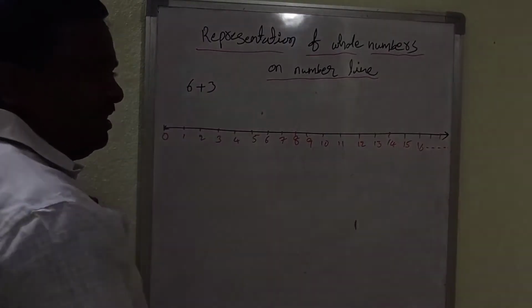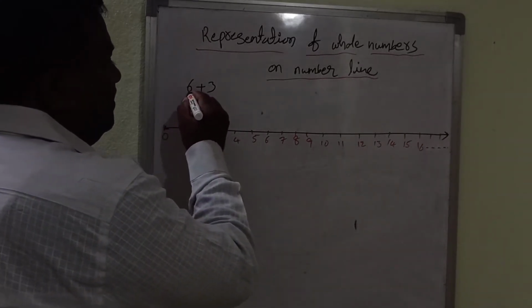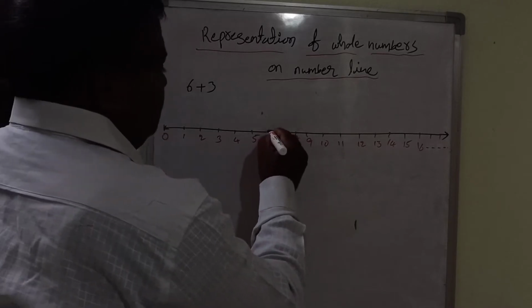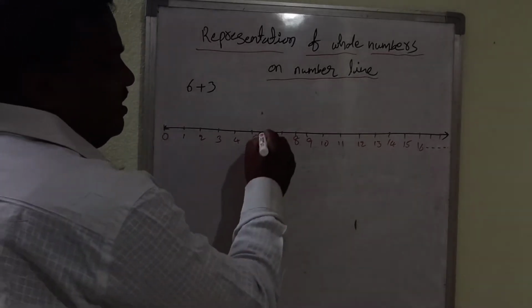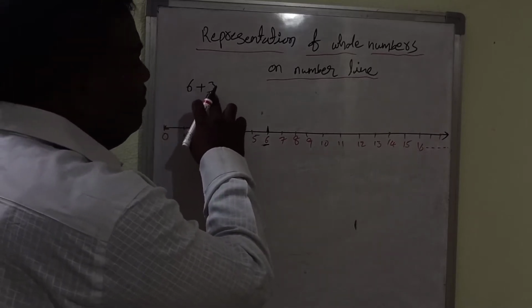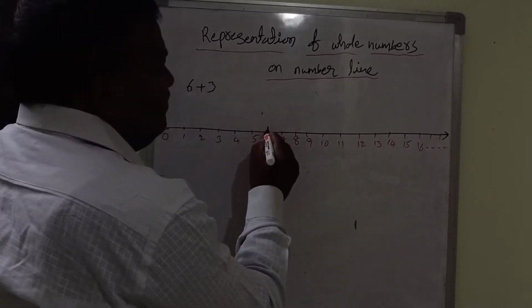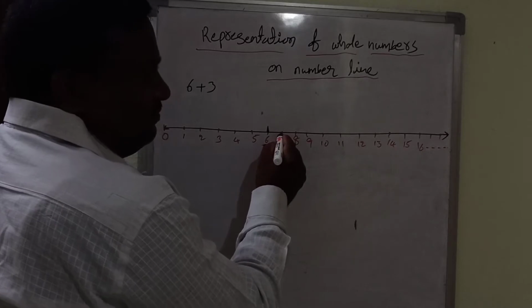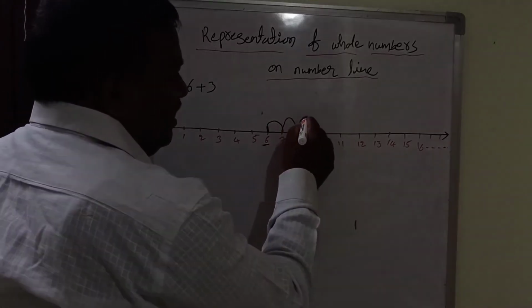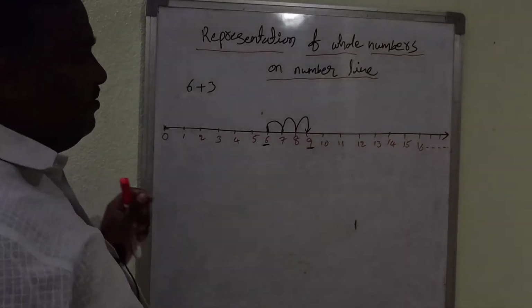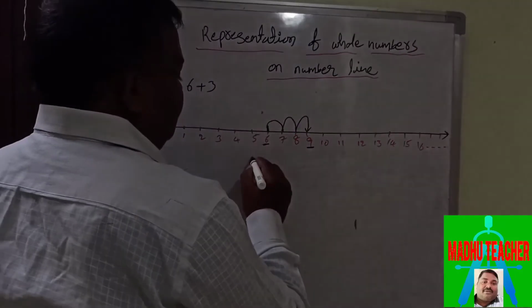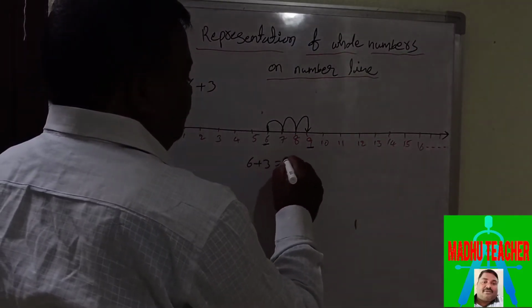To add 6 plus 3, first start from 6. Where is 6? This is the 6. Start from here. Then plus what do we have? 3. Then jump 3 times. 1, 2 and 3. We jumped to 9. So we get 6 plus 3 equal to 9.